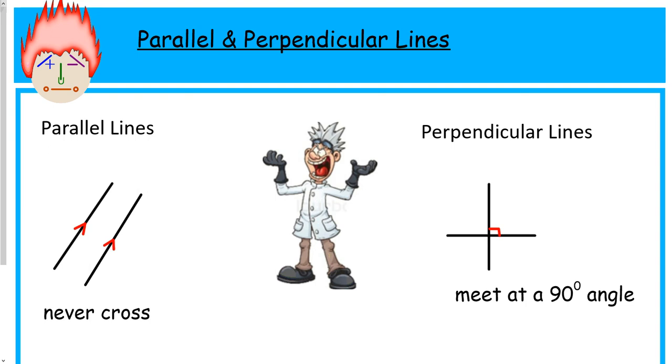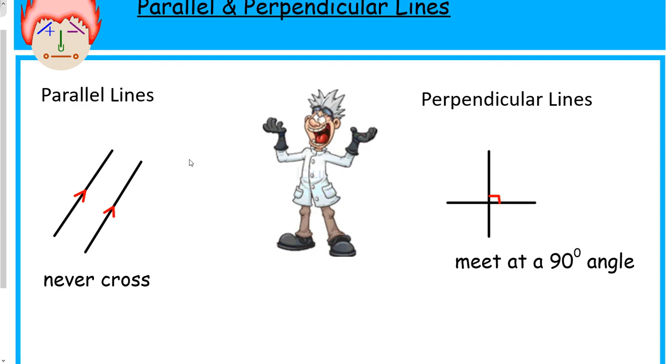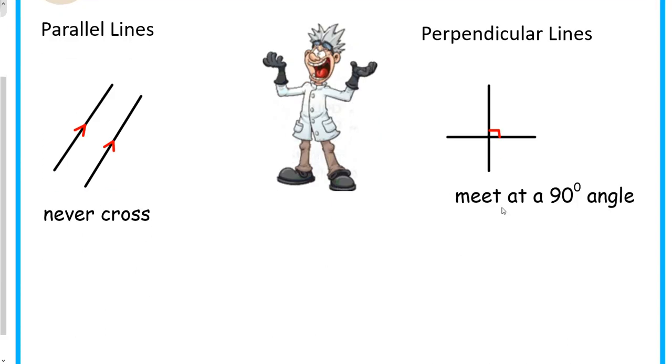It's on parallel and perpendicular lines. So what is the definition of parallel lines? What is the definition of perpendicular lines? Parallel lines are lines that never cross. They go in the same direction, kind of like train tracks, and the distance between them is the same no matter where you look. Perpendicular lines cross at a 90-degree angle.